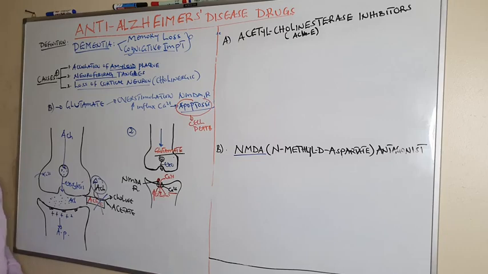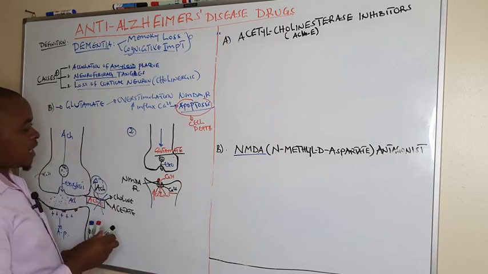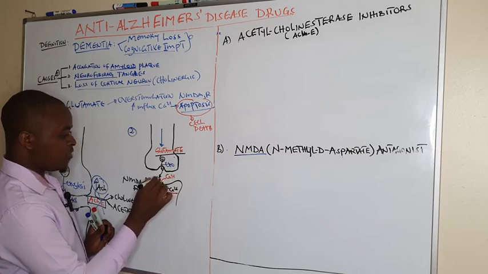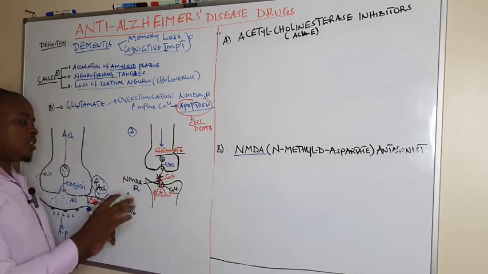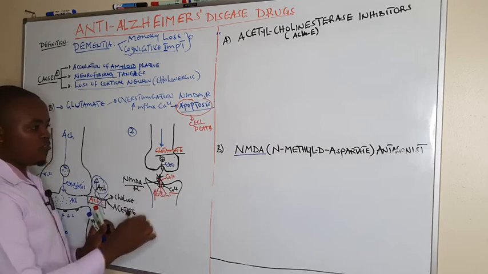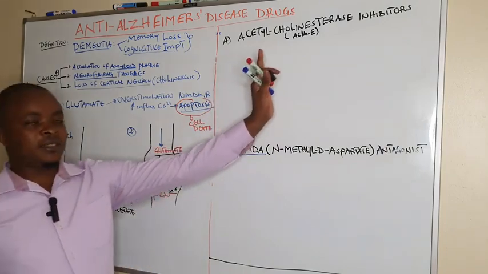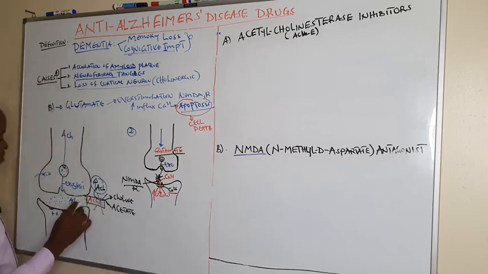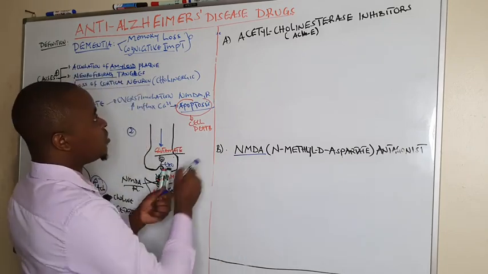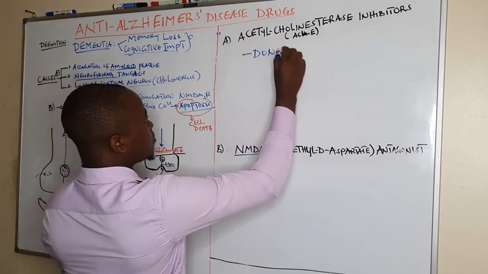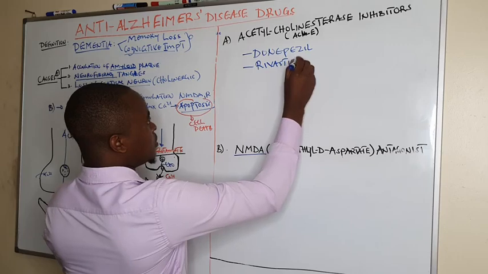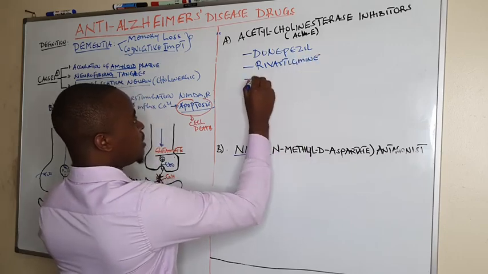That is another mechanism. So we are going to see another drug which we can use to inhibit the binding of glutamate. If glutamate is released, and we get a glutamate antagonist which prevents binding of glutamate to the NMDA receptor, we shall reduce entry of calcium. So without wasting any time, let us see these drugs. The first category is acetylcholinesterase inhibitors, and examples of these drugs are donepezil, rivastigmine, and galantamine.